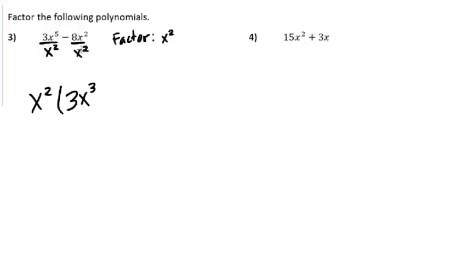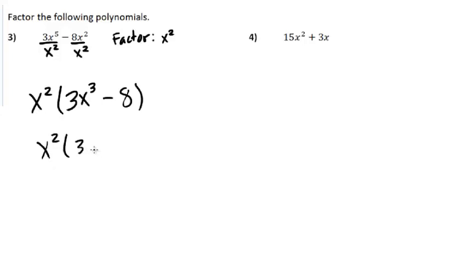And then we take the second term. So x squared over x squared, well, those cancel out, and you're left with 1. And so you have 8. And don't forget that you're subtracting. So x squared times 3x cubed minus 8 is our answer. And if you needed to check, all you would have to do is distribute that.